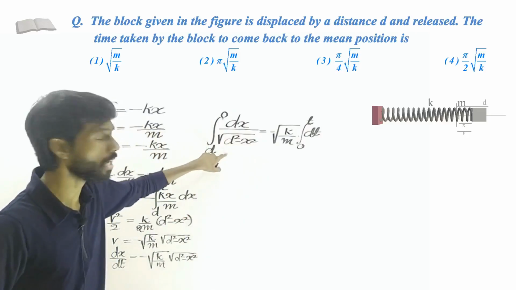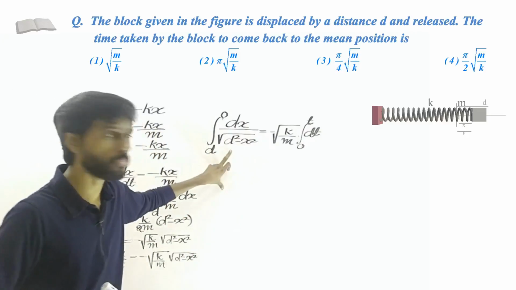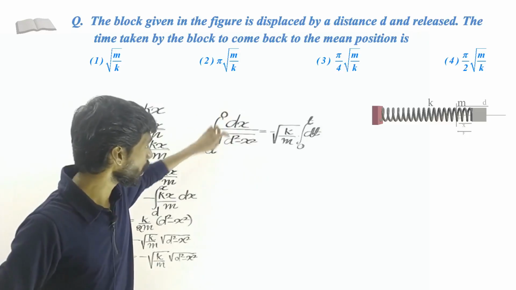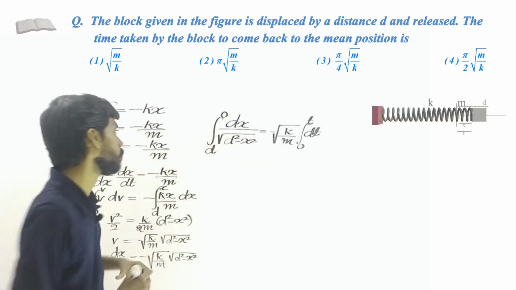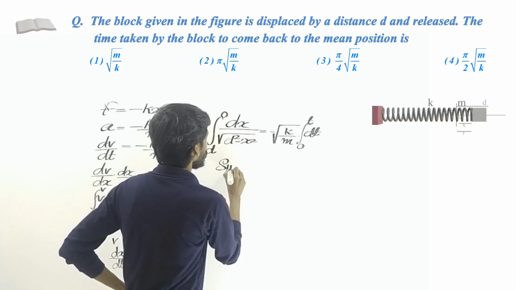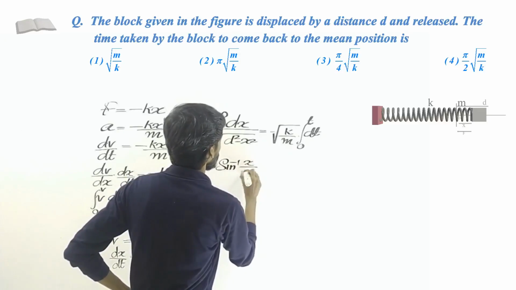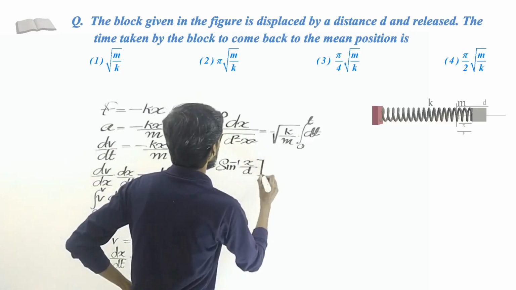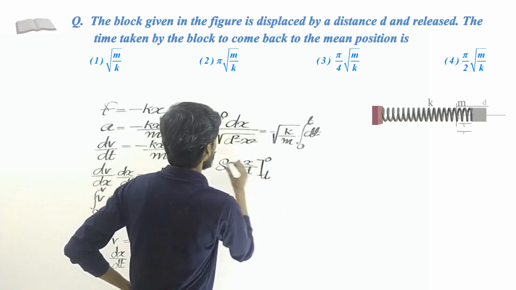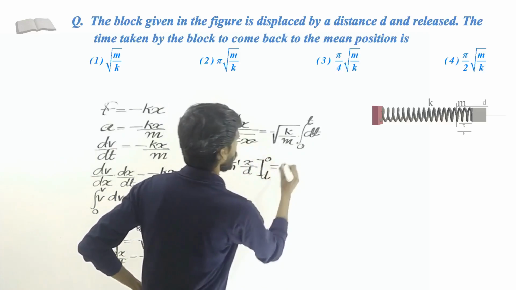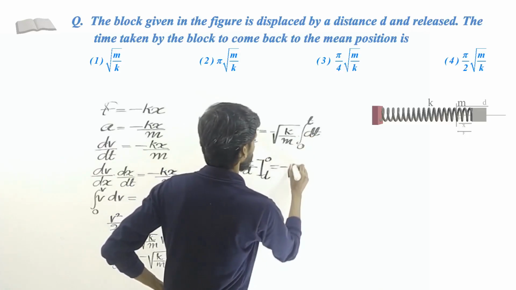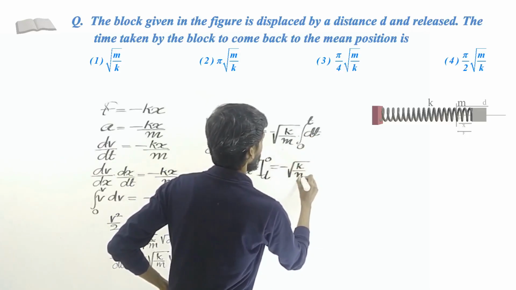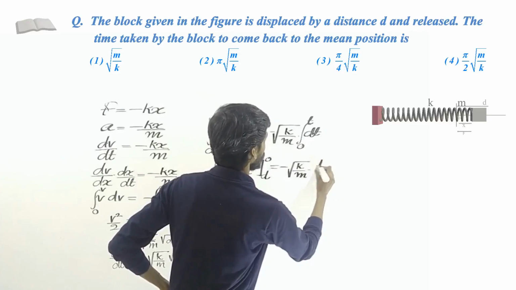So that should simplify, but you need to know some integration. If you remember the formula, 1 divided by root d square minus x square has the integration sine inverse of x divided by d. That is the integration of this function. Now we have to substitute the limits. So d to 0, that equals, here we can directly write minus root k by m, so that is t. That's all.